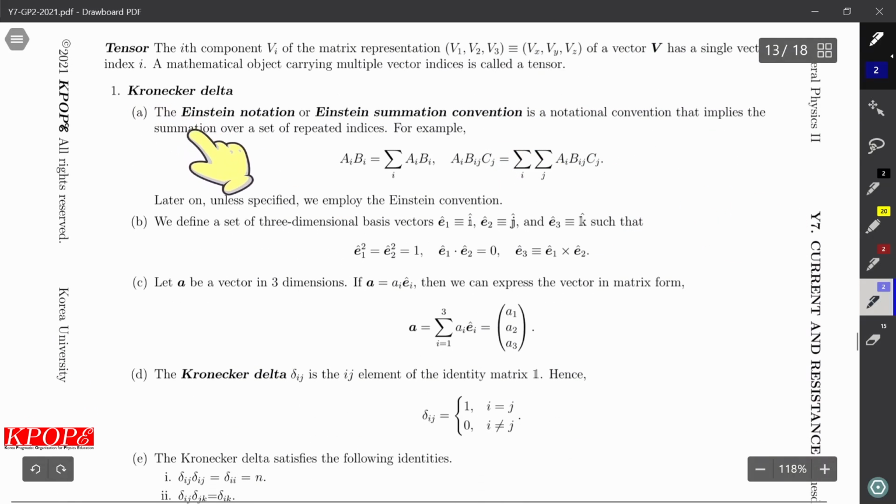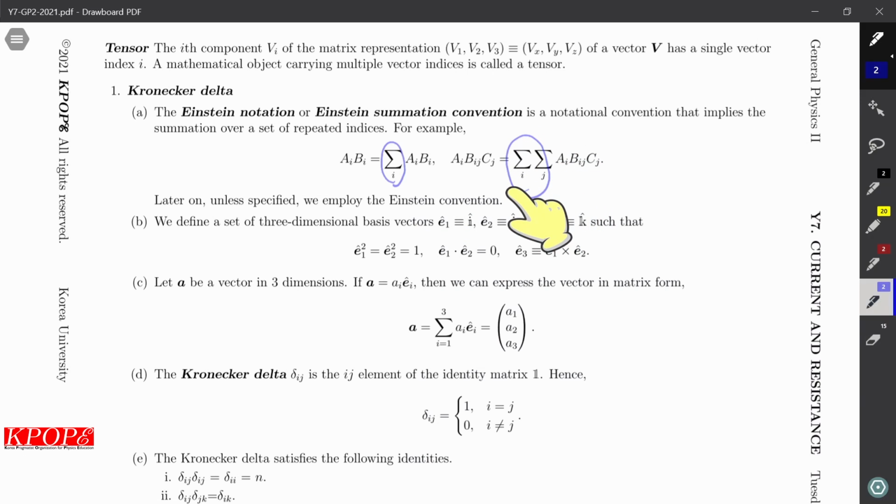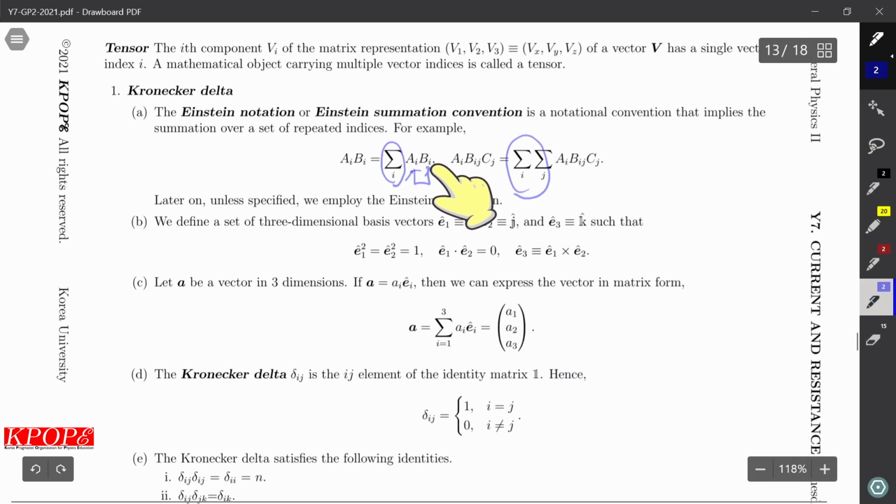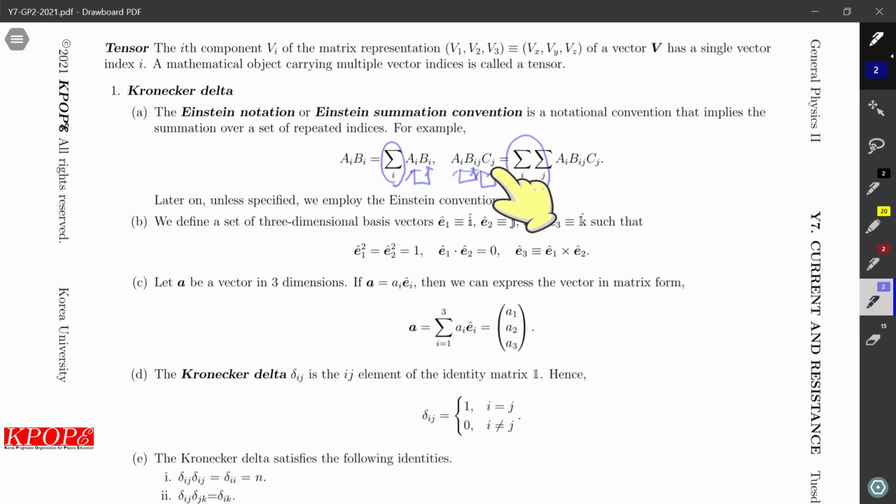Kronecker delta, we already explained the Kronecker delta. Einstein notation, or Einstein summation convention. If there are too many indices, we do not display the summation notation. If there are repeated indices, repeated i i, j j, then they are related to matrix multiplication. Usually, if we employ the Einstein summation convention, then the repeated indices are assumed to be summed over i equals 1 through 3.